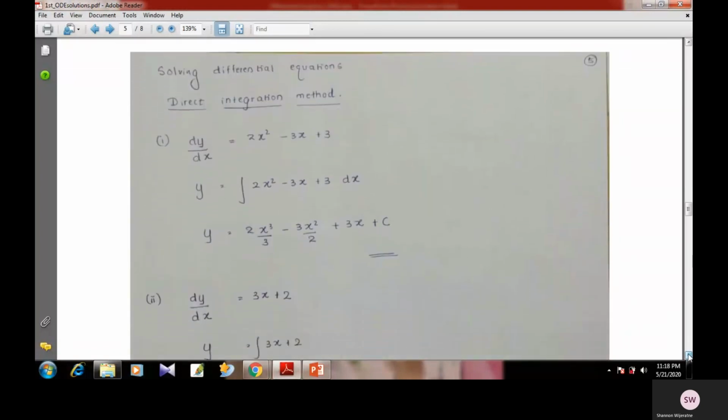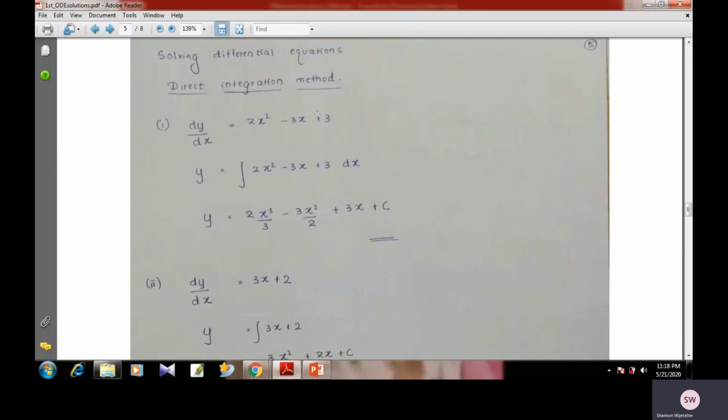So the first one is dy by dx equals 2x squared minus 3x plus 3. To find the solution, if we know the derivative of this function, how do we find y? How do you find this function y? Then you have to integrate this function, because we have to reverse the differentiation process. To reverse it, we need to integrate 2x squared minus 3x plus 3.